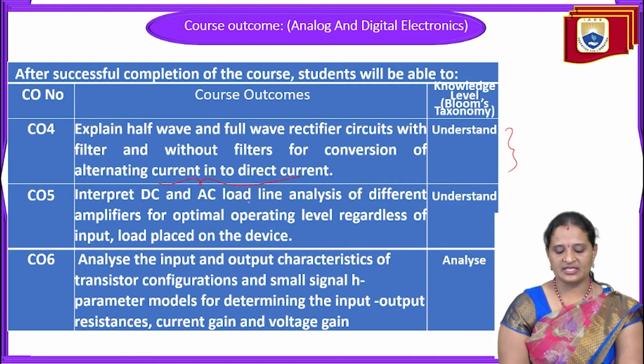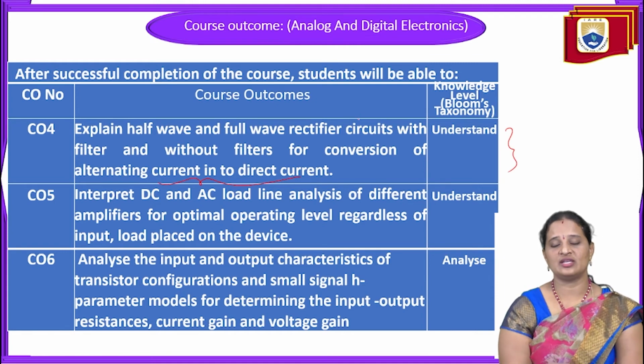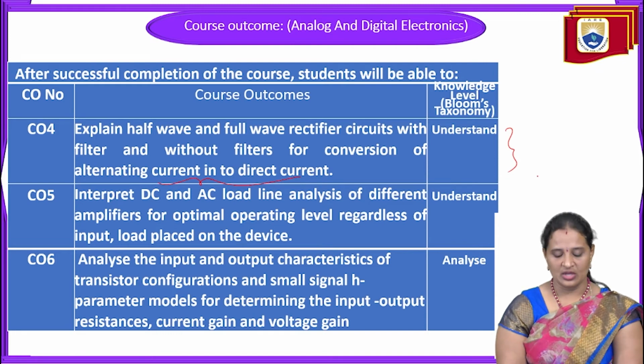And interpret DC and AC load line analysis of different amplifiers for the optimal operating level regardless of the input load placed on the device. So what is the effect of the load placed on the device on the operating point? That can be understood by the DC and AC load line analysis of the PN junction diode.